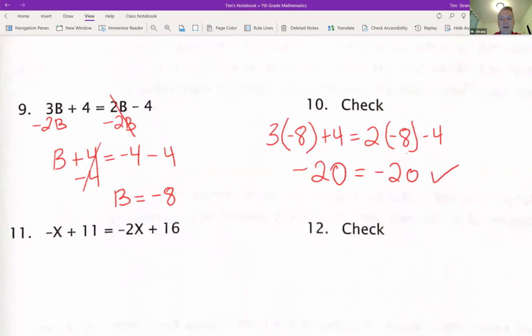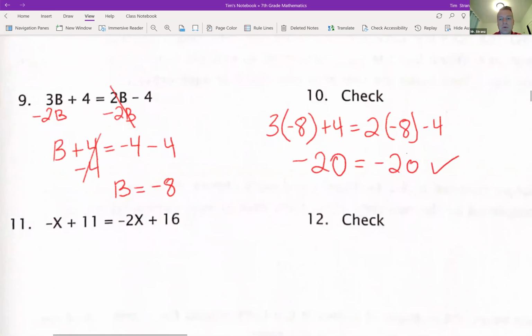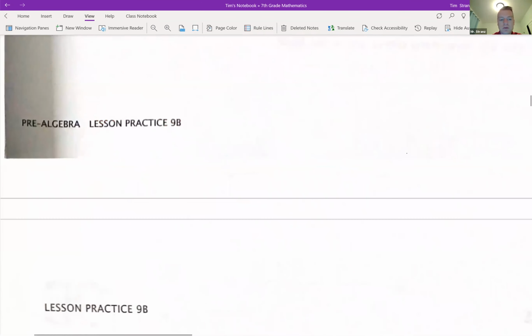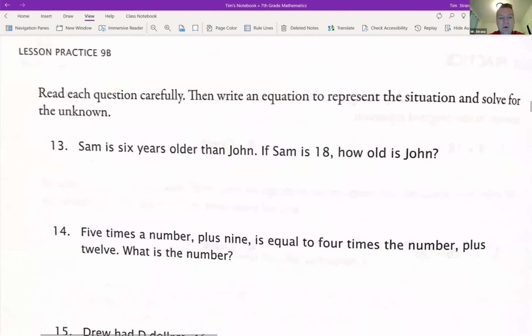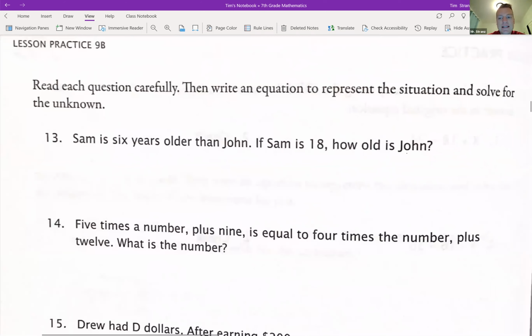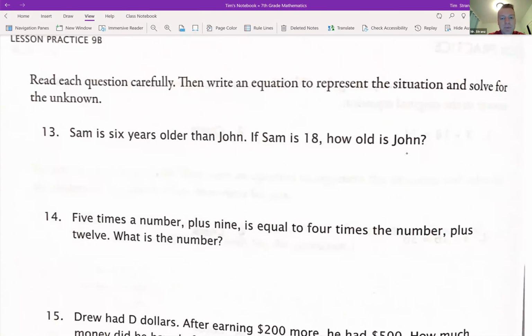Okay. Let's go down to the word problems. Okay, so 13. Sam is 6 years older than John. If Sam is 18, how old is John? Okay, so Sam is 18, right? It's an equals. Sam is 18, and Sam is 6 years older than John.